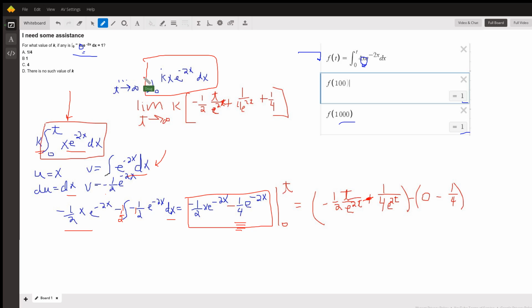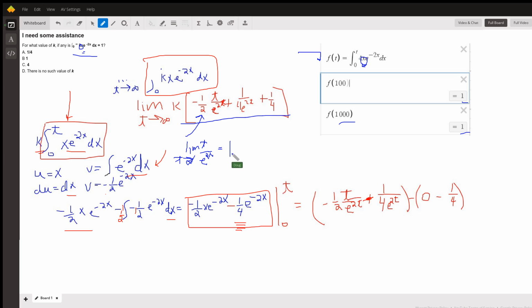So now we're taking the limit of this thing. I move the k out front. As t approaches infinity of this entire expression right here, what happens? Well, if we focus on this term right here, you actually have to use L'Hopital's rule. What's the limit of t over e to the 2t as t approaches infinity? This is infinity over infinity, which enables us to use L'Hopital's rule.